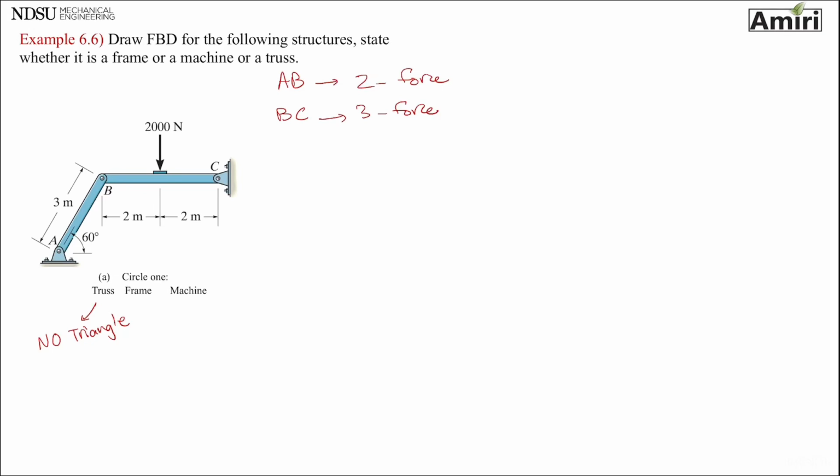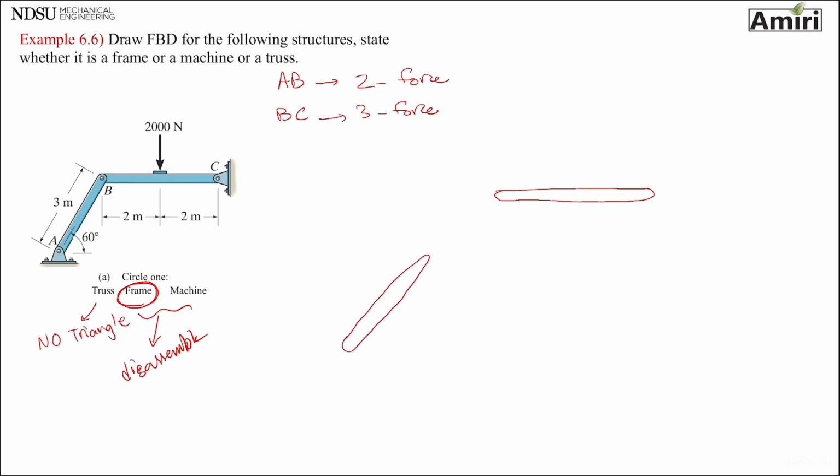So then this acts as a frame or a machine, maybe, if this can move. I don't think so, but it doesn't really matter which way we take it. Our analysis is going to be the same. So now that I know it's either a frame or machine, I'm going to disassemble it and take it apart. Okay, let's just start with a two force member, which is this one. A two force member.